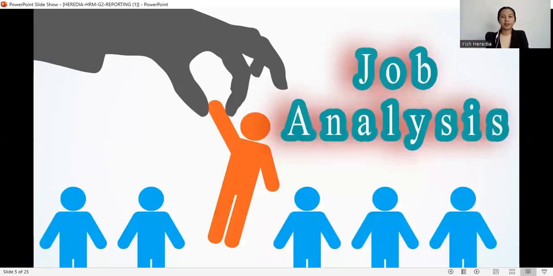Now, I have here a picture. This is a summary. It summarizes what job analysis is. Among those 6 people, you can see that he only picks one. He only picks one out of those 6. He picks the best out of the rest. That is the role of job analysis. For example, a company is hiring. Many applicants will be rushing into that company to apply. Because our subject is human resource management, your job as an HR requires you to pick who among those applicants are suitable for the job.